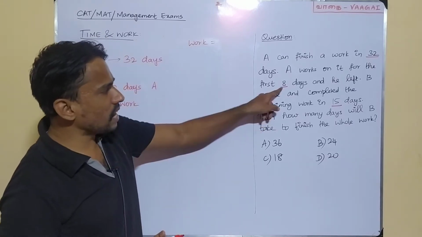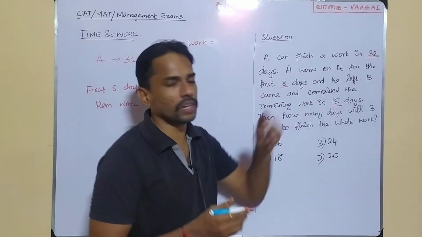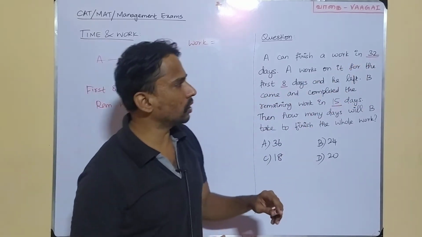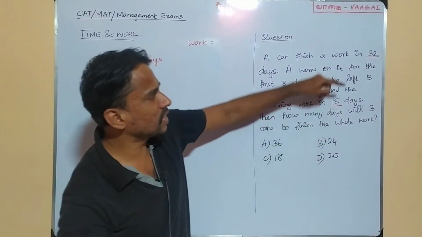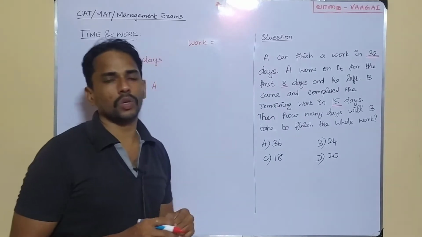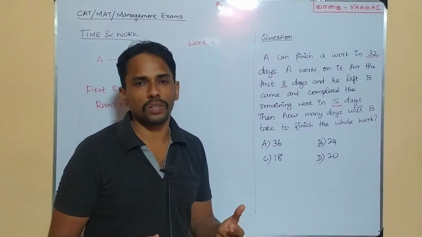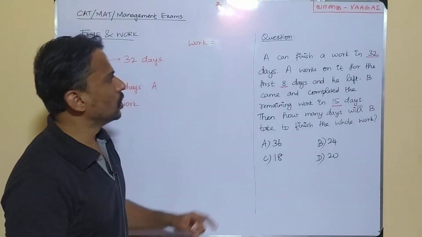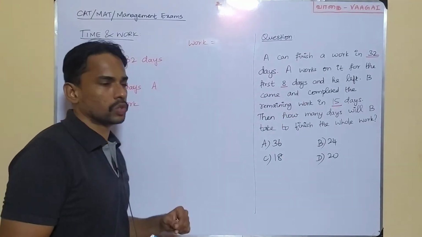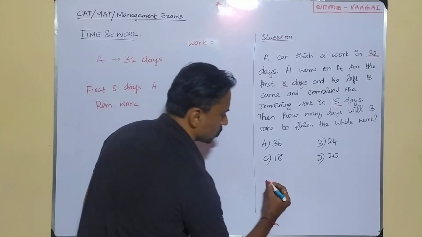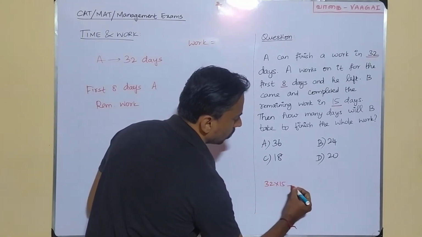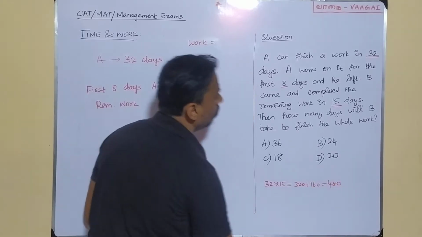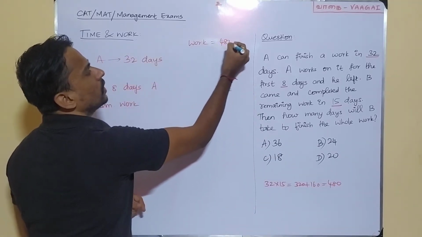So when we see this, 8 is already there inside 32, because 32 itself is a multiple of 8. So it is enough if we take the LCM of 32 and 15. 32 and 15 have no common factors, so we just have to multiply 32 and 15 to get the LCM. So 32 into 15, let me use this space to work it. We'll get 320 plus 160, which is equal to 480. So I will take the work to be 480 units.